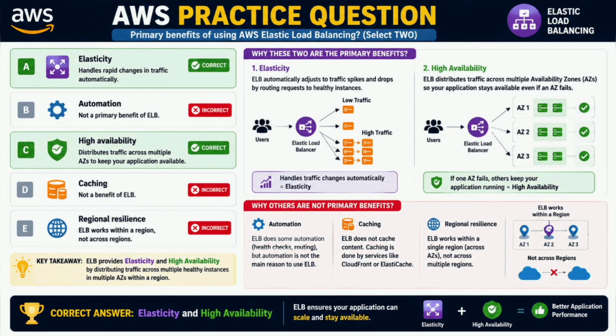So the key takeaway we can take is that ELB provides elasticity and high availability by distributing traffic across multiple healthy instances in multiple availability zones within a region, not multiple regions, not across regions. We have to remember it's multiple availability zones, but within a region. So ELB provides elasticity and high availability is the right answer.